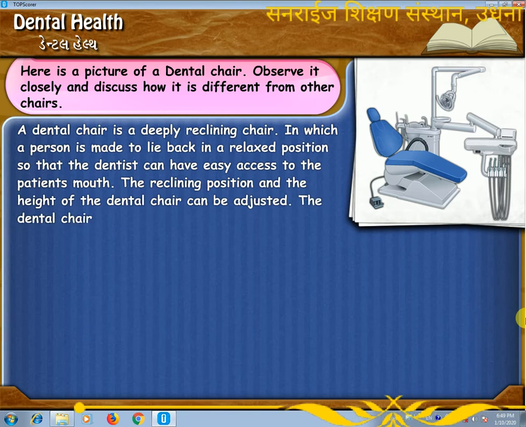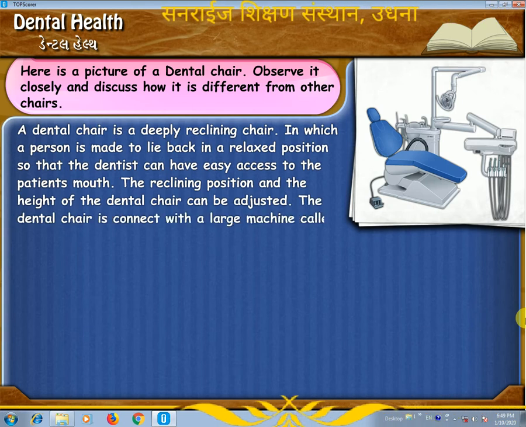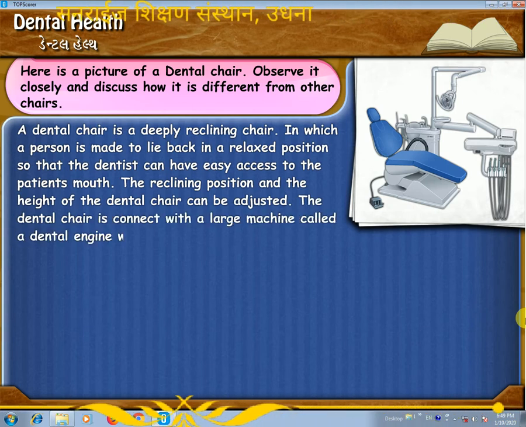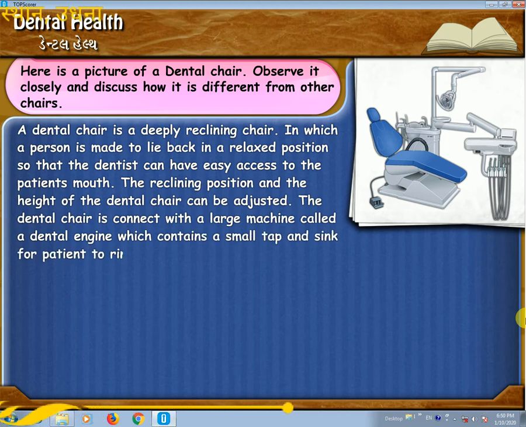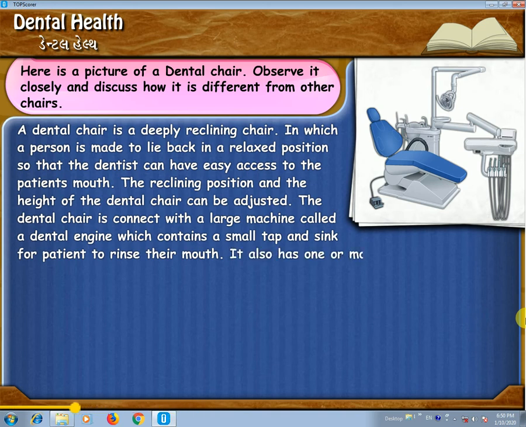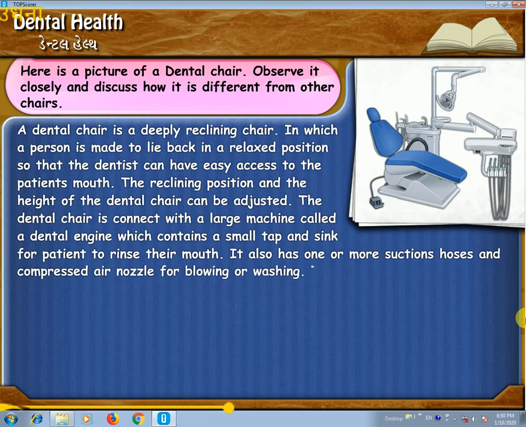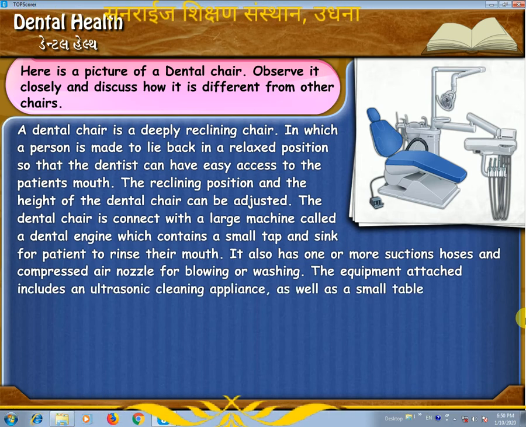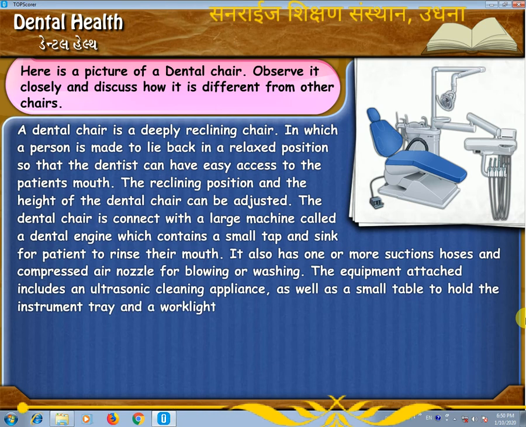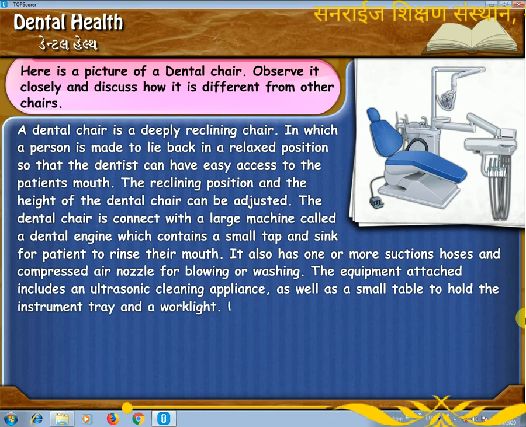The dental chair is connected with a large machine called a dental engine, which contains a small tap and sink for patients to rinse their mouth. It also has 1 or more suction hoses and a compressed air nozzle for blowing or washing. The equipment attached includes an ultrasonic cleaning appliance as well as a small table to hold the instrument tray and a work light.